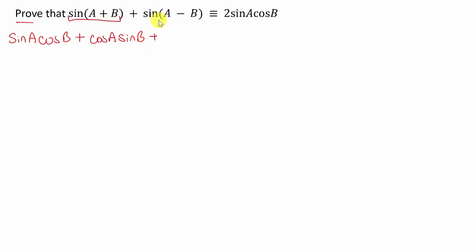Plus, now I'm going to do this one. So I'm working on this one now. So that's going to be sine of the first angle, cosine of the second. Use the same sign, minus cosine of the first, sine of the second. And now our goal is to come out with 2 sine A cosine B when we're done.